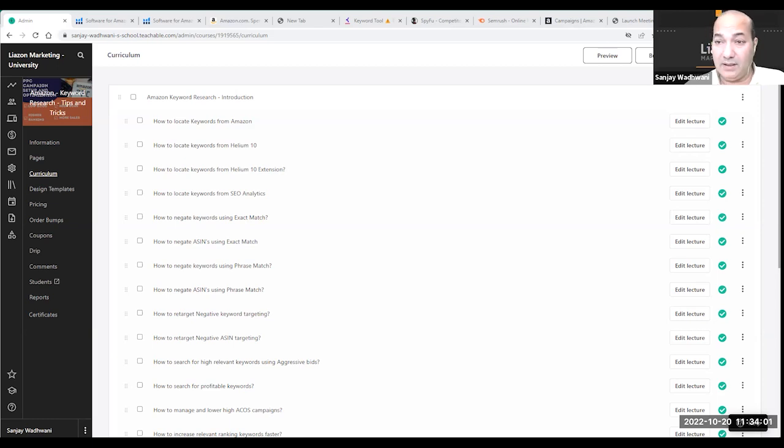You have to understand the restrictions under the terms of service. There are so many restricted keywords that you can't even put in the back end of your listing, and if you do that, your listing is suspended. These are things you have to be extremely careful about when it comes to keyword research.